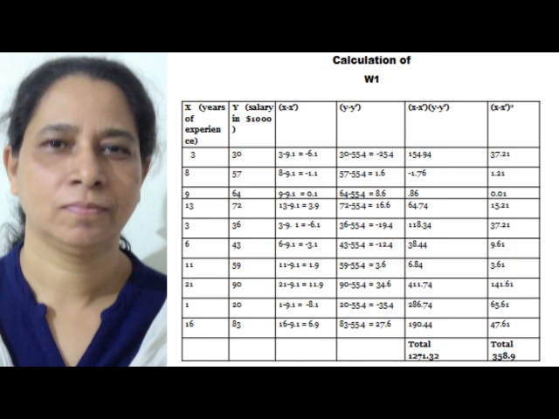Now in the next column, we are computing x minus x dash the whole square. So it is the square of minus 6.1, which is equal to 37.21 for the first tuple, and minus 1.1 square, which is equal to 1.21 for the second tuple, and so on. And finally we are taking the sum of x minus x dash the whole square for all the tuples, which total is equal to 358.9.